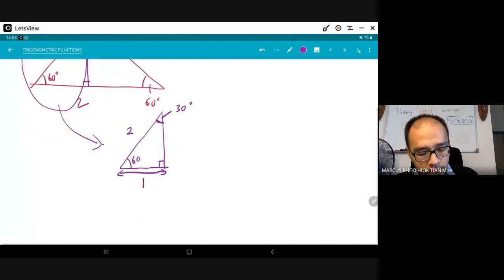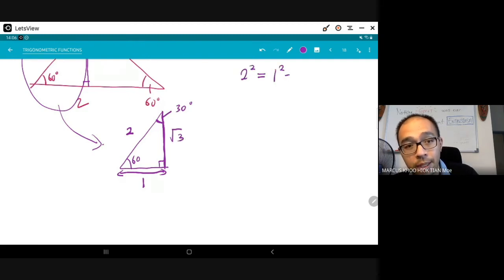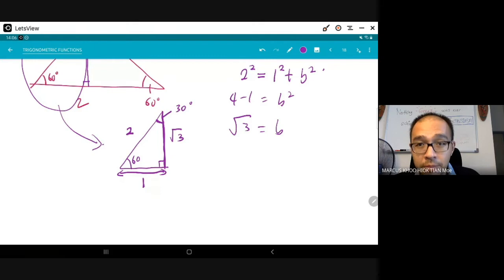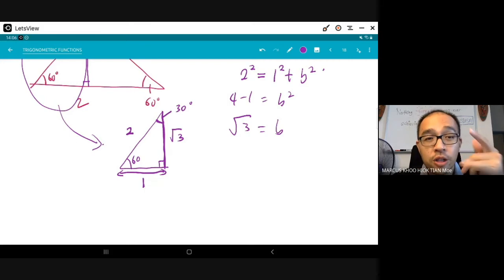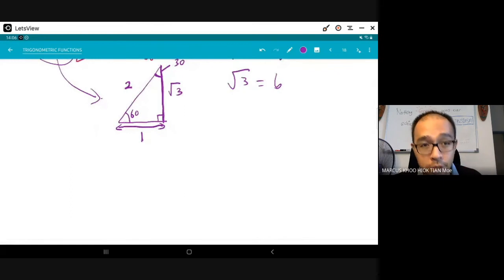If here is 1 and here is 2, how much is this length? Square root 3. This will be square root of 3. Because 2 squared equals 1 squared plus b squared. This is b squared. So 4 minus 1 equals b squared. So b equals square root of 3. You can find immediately, 12 pieces of information from this triangle alone. But the 6 most important ones are these.